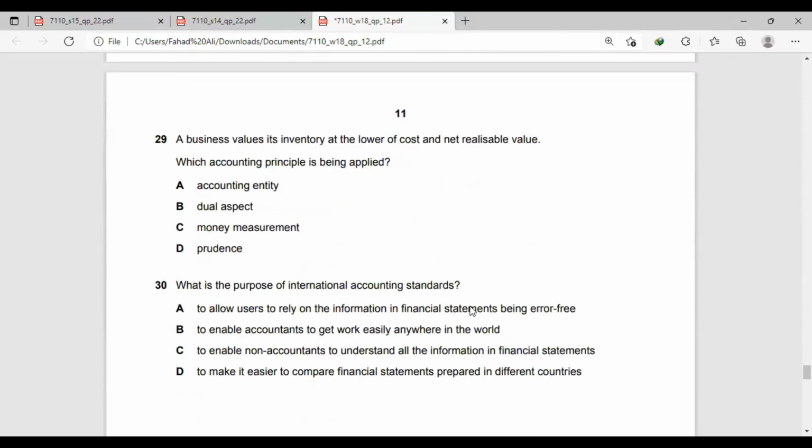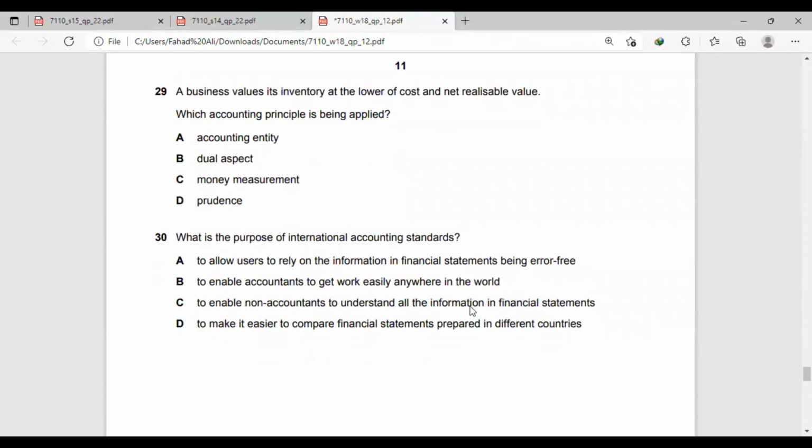Next is a business values its inventory at the lower of cost and net realizable value. Which accounting principle is being applied? These are the topics of accounting principles which we have not covered so far. The accounting principle which is applied is prudence. Record the anticipated or expected losses as soon as possible, but do not record the revenue until and unless it is realized. This is the prudence concept.